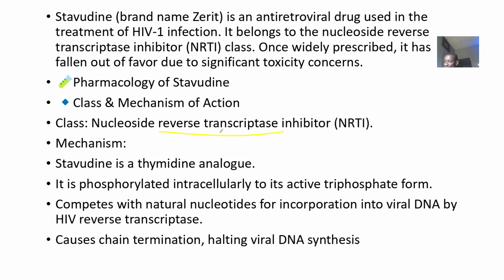That means it will block the reverse transcriptase enzyme. Do you understand? So how does it work? It's a thymidine analog, okay, and when it gets into your system, it has to be converted into its active form. The drug itself is inactive, right? So before it can be converted to the active form, it has to be phosphorylated. Phosphorylated, that means you are adding phosphate. So you add triphosphate, making it what? A Stavudine triphosphate.